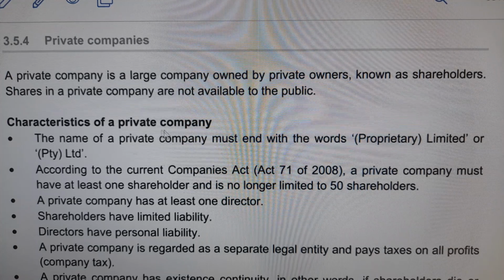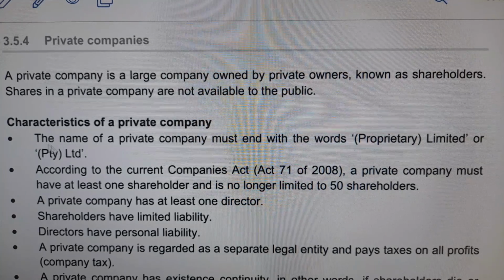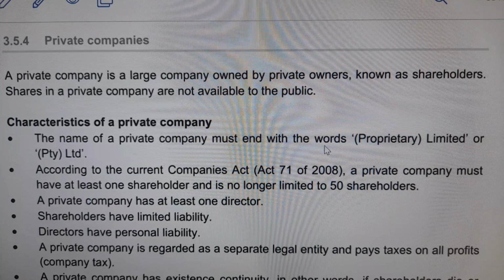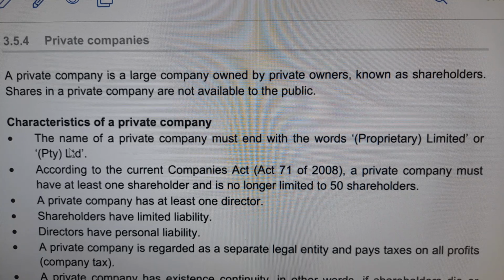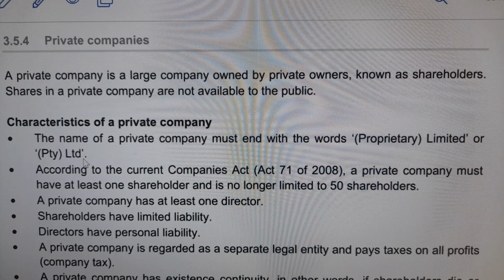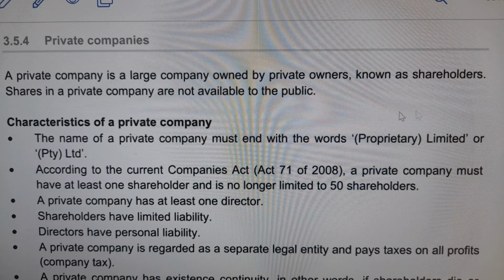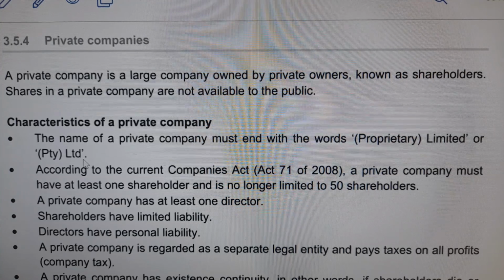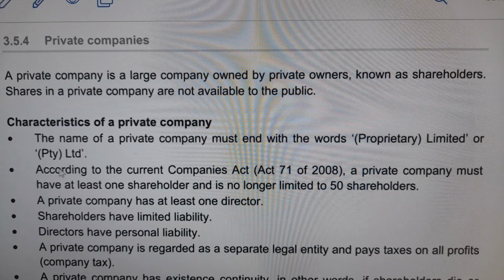What are the characteristics of a private company? The name of the private company must end with the words Proprietary Limited or Pty Ltd. You know that Pty stands for proprietary and Ltd stands for limited. So the company must end with Pty Ltd. And you know that it is a private company.